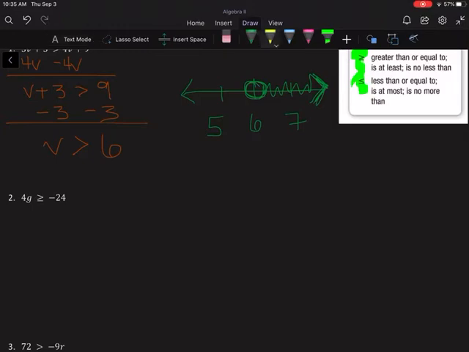Here we have 4g is greater than or equal to negative 24. So my step would be to divide by 4. And I'm not dividing by a negative, so I don't flip the sign. I'm dividing by a positive 4. So negative 24 divided by 4 is negative 6. So g is greater than or equal to negative 6.